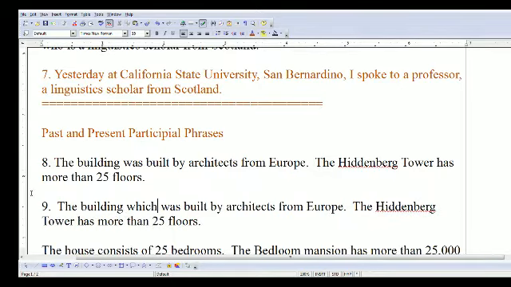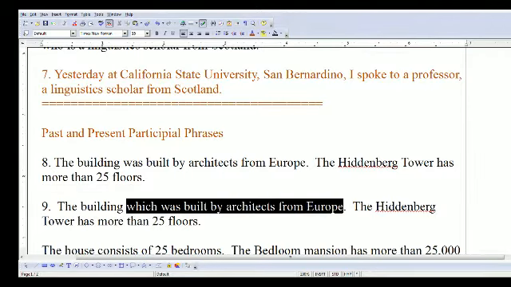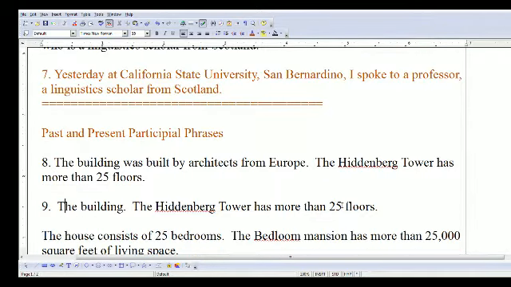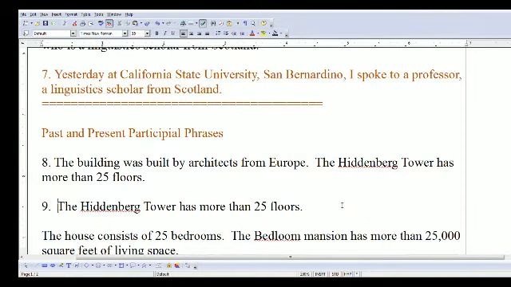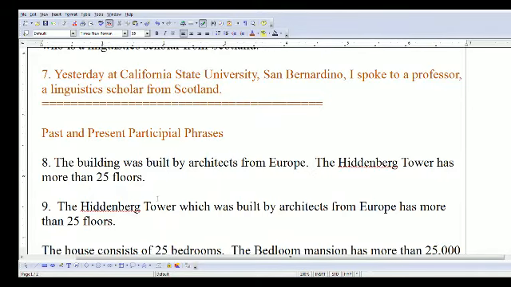this might be one way to do it. You might take this idea here. Let's cut it. And then we say this. The Hindenburg Tower, which is built by architects from Europe, has more than 25 floors. So this is one way to do it. But still, you're using the adjective clause, not the participial phrase.